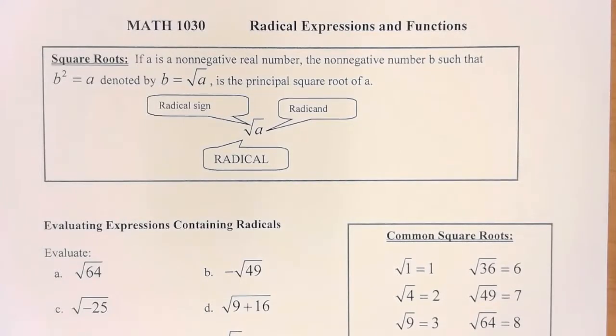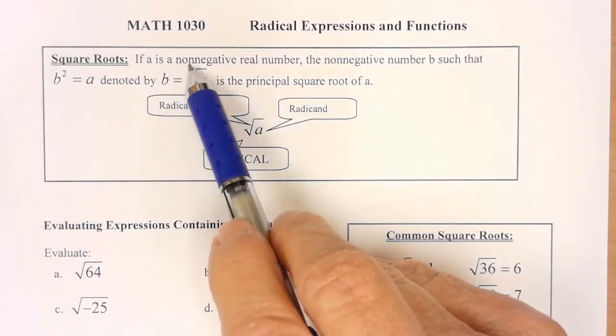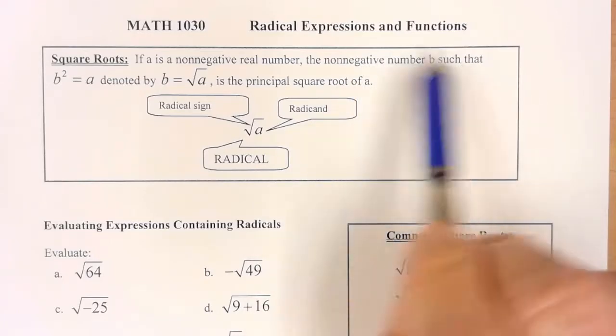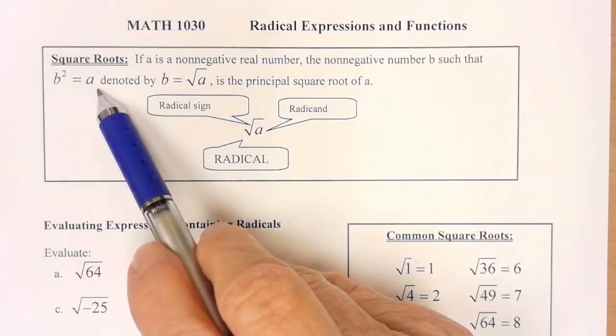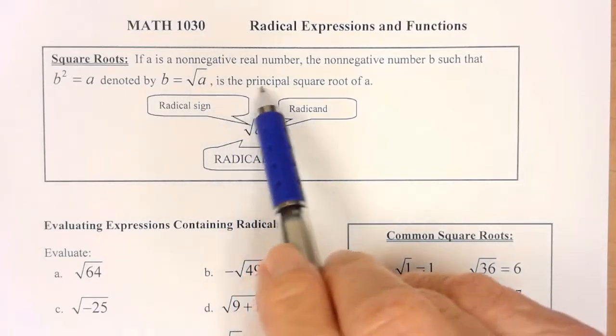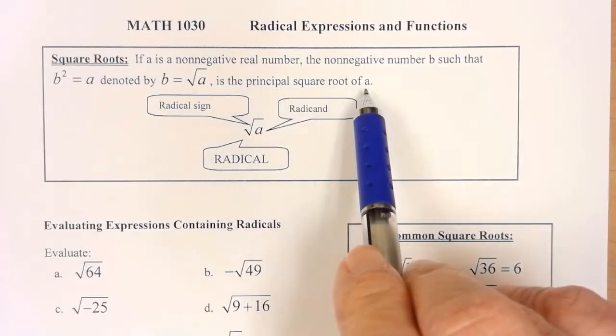We're going to look at radical expressions and functions. First, square roots. If a is a non-negative real number, then the non-negative number b, such that b squared equals a, is denoted by b equals square root of a. This is the principal square root, which means the positive square root of a.